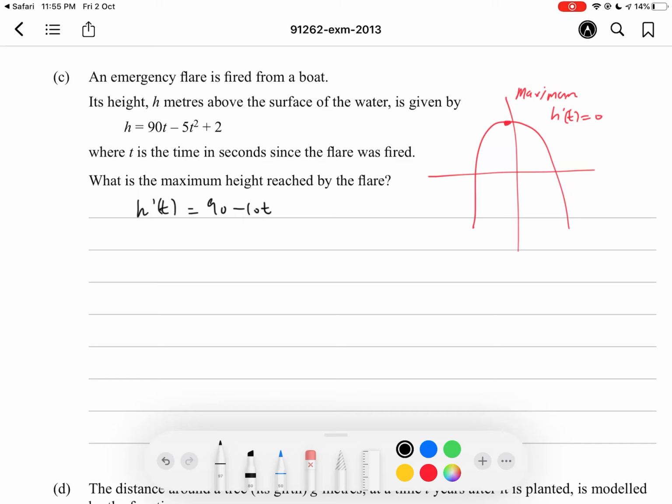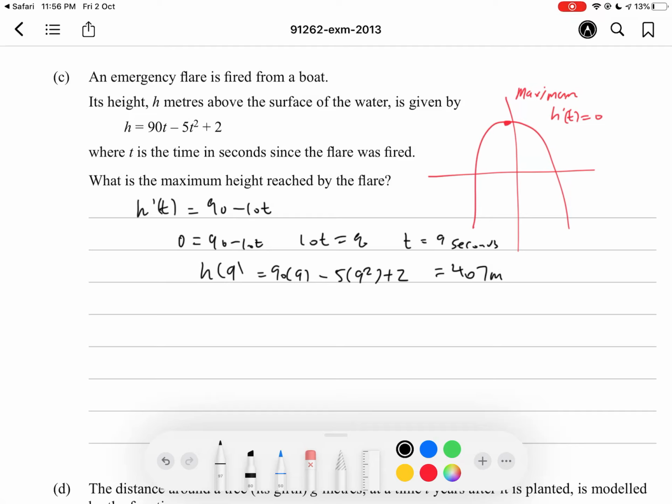And we're going to substitute 0 and find for what time this happens at. So 0 equals 90 minus 10t. 10t equals 90, and therefore t equals 9 seconds. So therefore, the maximum height is reached 9 seconds after the launch. So if we substitute 9 into our h of t equation, we'll find the height after 9 seconds, which is also our maximum height. So h of 9 equals 90 times 9 minus 5 times 9 squared plus 2. And you should get the final answer of 407 meters as our final answer.